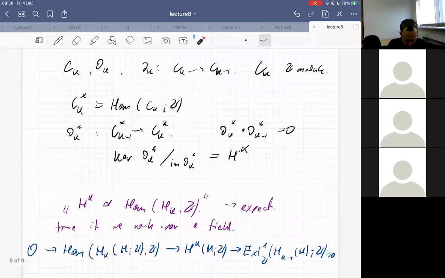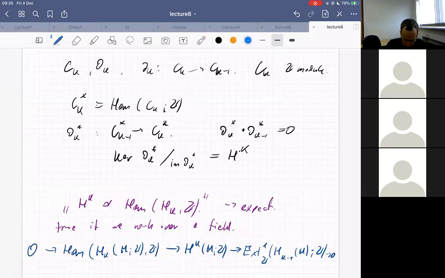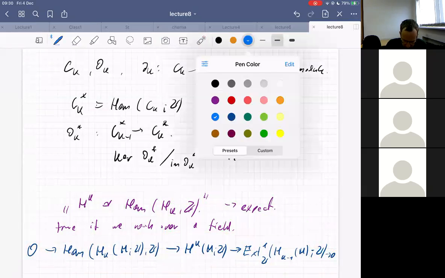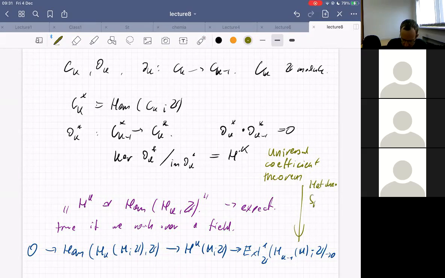So this short exact sequence, which I can refer to because you might want to check it later, is called the universal coefficient theorem, which you can look up on Wikipedia, but you can also look it up in Hatcher, and in Spanier.